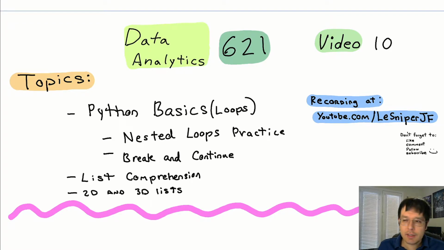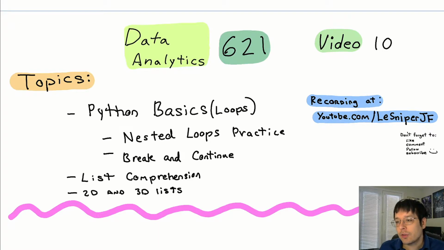We already technically showed an example of a nested for loop, but I'd like to look at them a little bit more in detail and understand them better. I also want to introduce break and continue statements, which I mentioned at some point before, but I want to make sure that you know what those are and when to use them and when not to use them. And then from there, we want to make some interesting data structures.